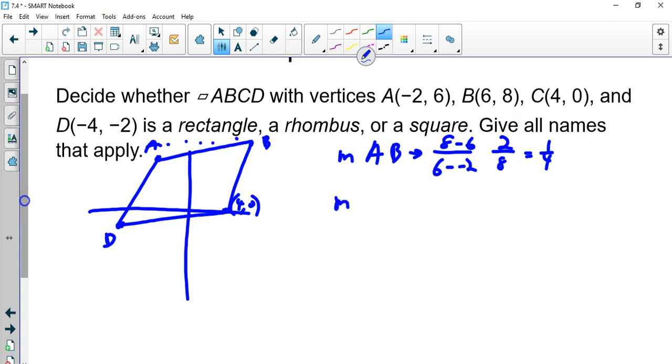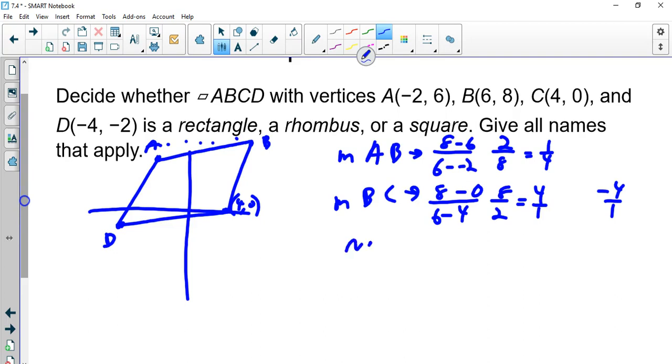Okay, now the slope of BC, and I'm just picking two intersecting lines to prove that they don't intersect at 90 degrees. If they were 90, this would have to be negative 4, right? Negative 4 over 1, opposite reciprocal. Let's see what it ends up being. So I'm going to do 8 minus 0 over 6 minus 4. That's going to give me 8 over 2, which is 4 over 1 positive. So not a right angle. So not a square.